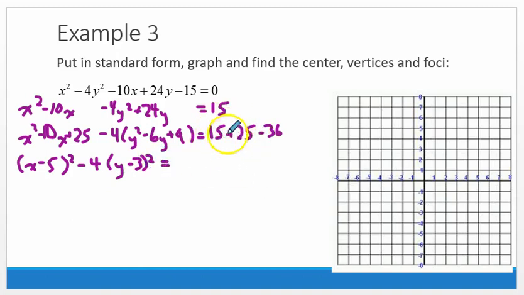And if we combine the like terms here, 15 plus 25 is 40, minus 36 is 4. And our last step is, remember, we shouldn't have a number other than 1 on the other side of the equation. So I'm going to divide everything by 4, which will make this (x minus 5) squared over 4 minus (y minus 3) squared equals 1. When I divide this middle piece by 4, the 4's are canceling.